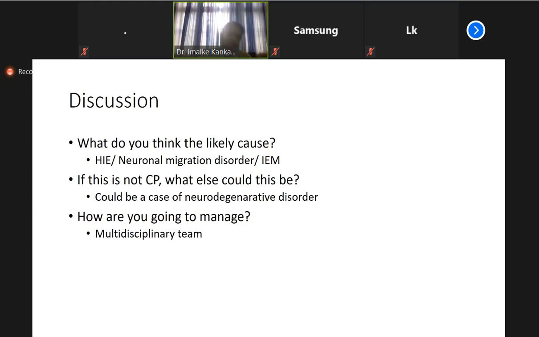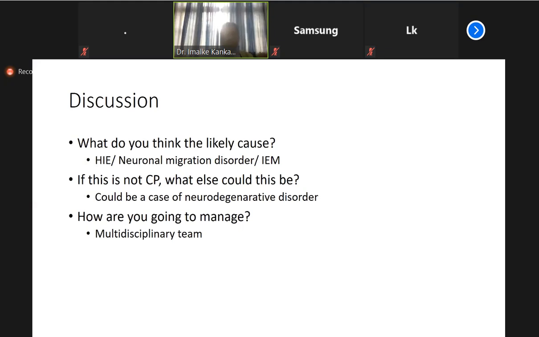Then the discussion will be, okay, what do you think is the likely cause? You can say hypoxic ischemic encephalopathy, that's a newborn problem. Neuronal migrational disorders means that's an antenatal problem. Inborn errors of metabolism, IEM, means it's a postnatal problem. So any of these problems can manifest like this.